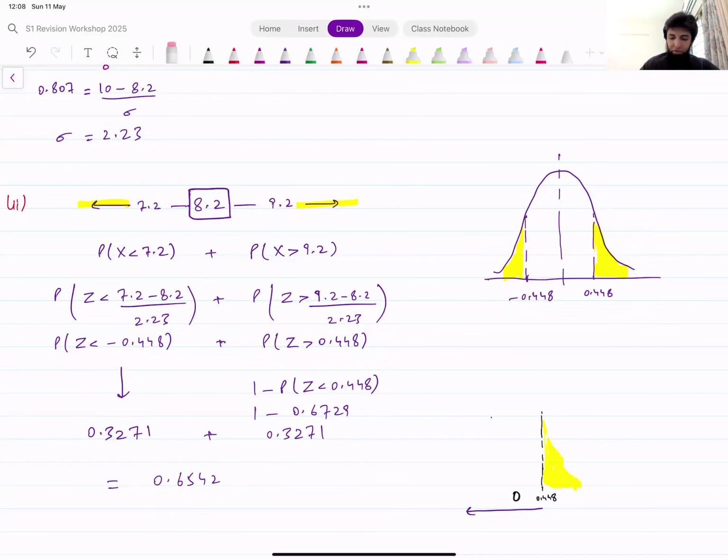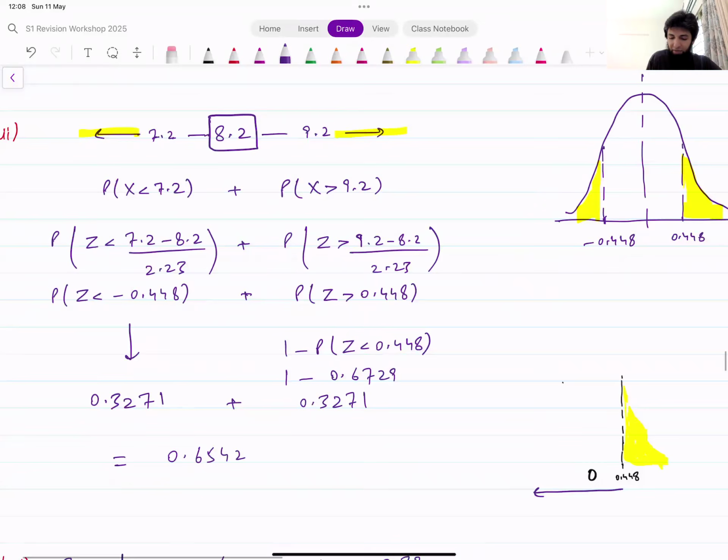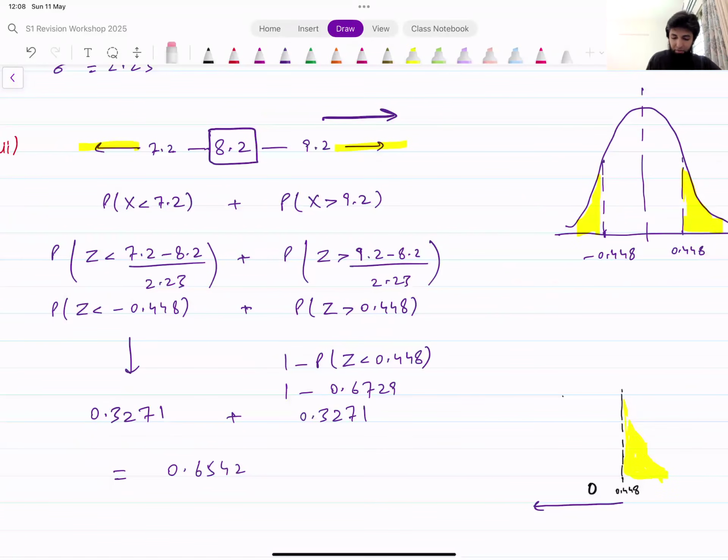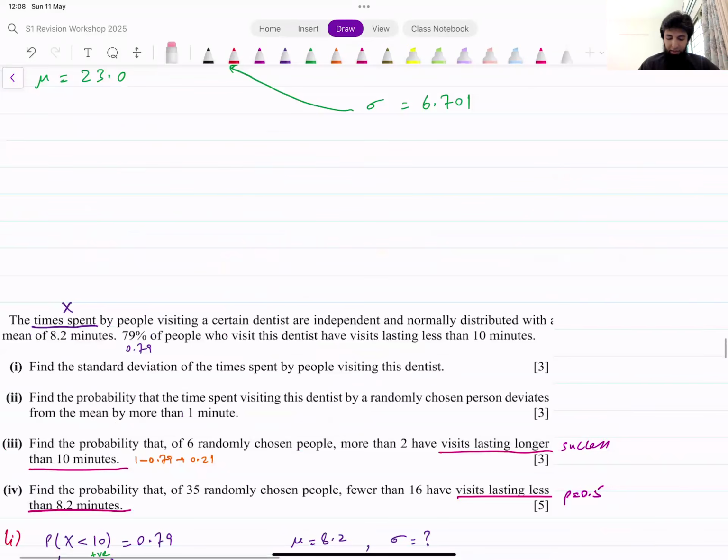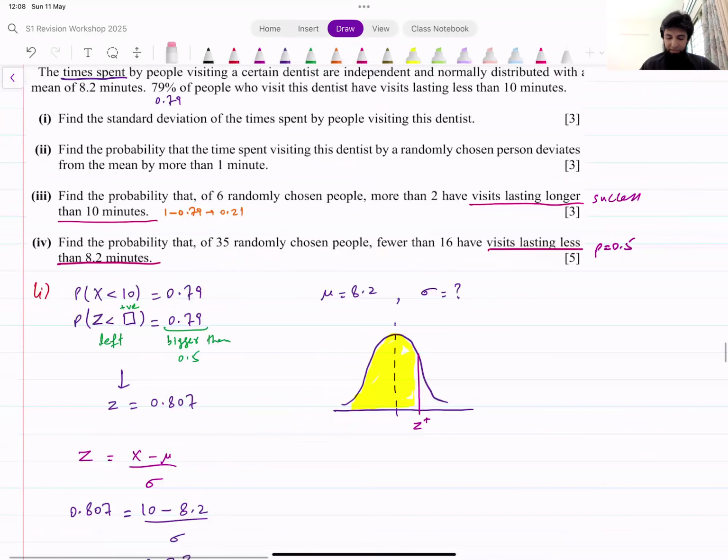Okay. So deviate by more than 1 minute. In this case, what does that mean? To the right of 9.2 and to the left of 7.2. Okay. All right. Then it says, find the probability that of 6 randomly chosen people, more than 2 have visits lasting longer than 10 minutes.